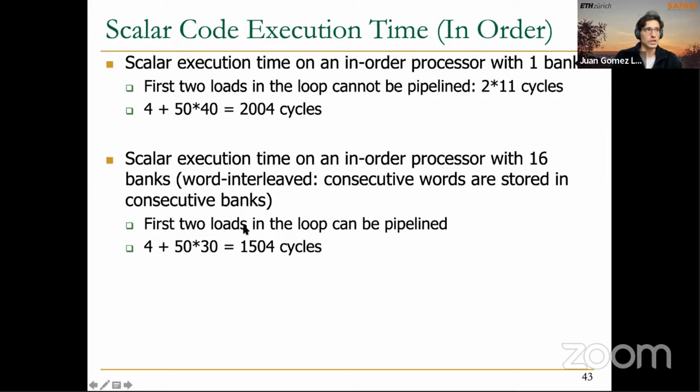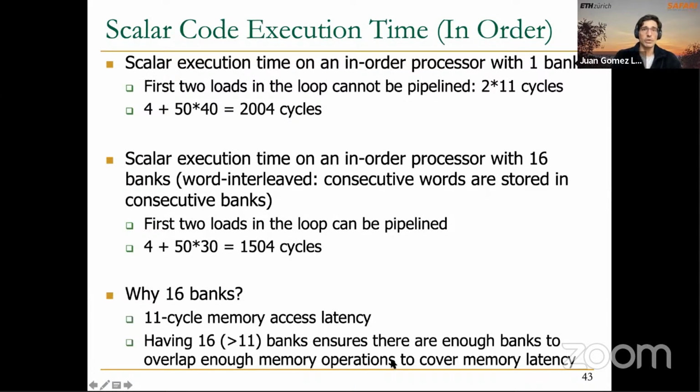By the way, going back to what should be the number of banks, remember that I said before, the number of banks ideally will be higher than the memory access latency in cycles, right? And here you have a little bit more of this explanation, because we are assuming an example where the memory access latency is 11. We need 16 banks, which is greater than 11, to ensure that there are always enough banks to overlap enough memory operations to cover the memory latency.